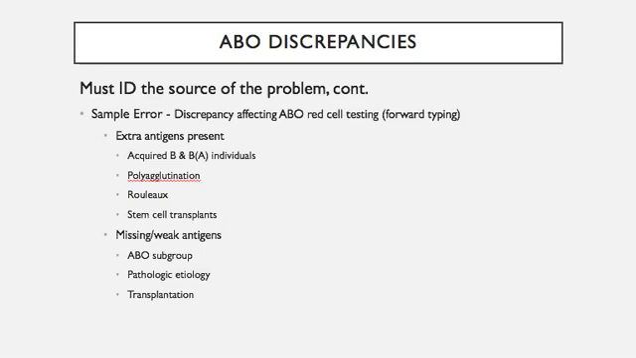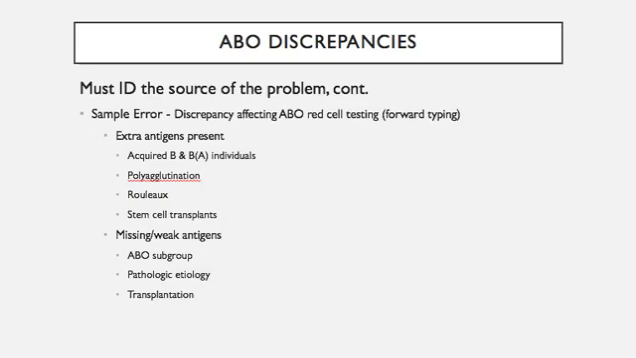If it's an extra antigen that's present, it could be due to an acquired B or a B(A) person. It could be due to polyagglutination, which can happen in cases of cold antibodies. In that case, you would see agglutination in all of your tubes in the initial spin or room temperature reaction phases. Is it rouleaux? You would see what appears to be agglutination in all of the tubes, but rouleaux will disperse with the addition of saline, and instead of looking like clumps, it'll look like the red cells are kind of stacked.